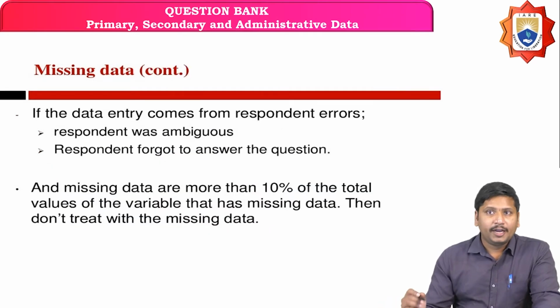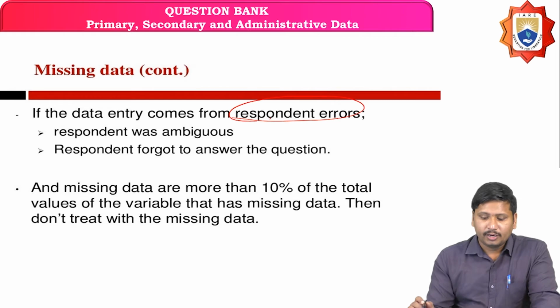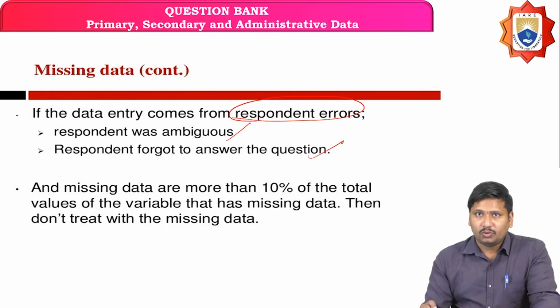If the missing data comes from the respondents, then the respondent was ambiguous or forgot to answer the question, right? So this is also part of missing data. Suppose the respondent was ambiguous and did not answer the questions you asked.